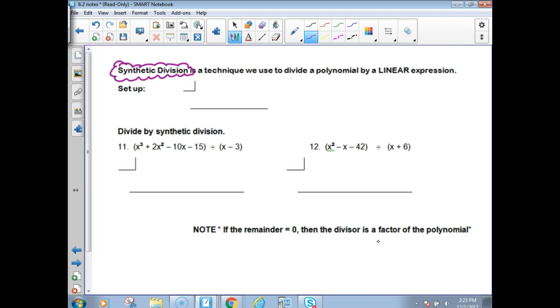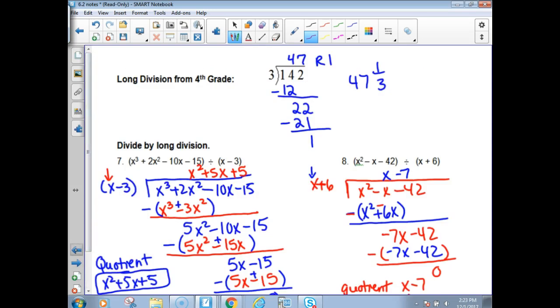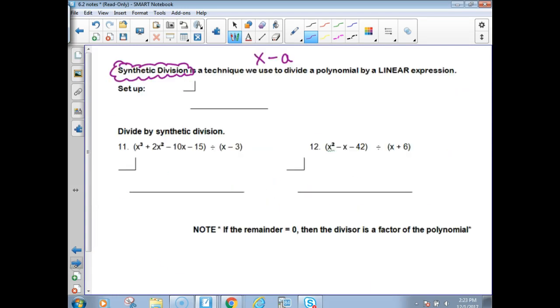So we have this new special method, and I'll show you what it means. The format for the terms has to be in this form, x minus a. So what you're dividing by has to be just two terms to use synthetic division, and there has to be a leading coefficient on the x of 1. So you can't do it for this problem back here. You have to do this kind of problem with long division. But the other ones we looked at, this one and this one, you can do in synthetic division.